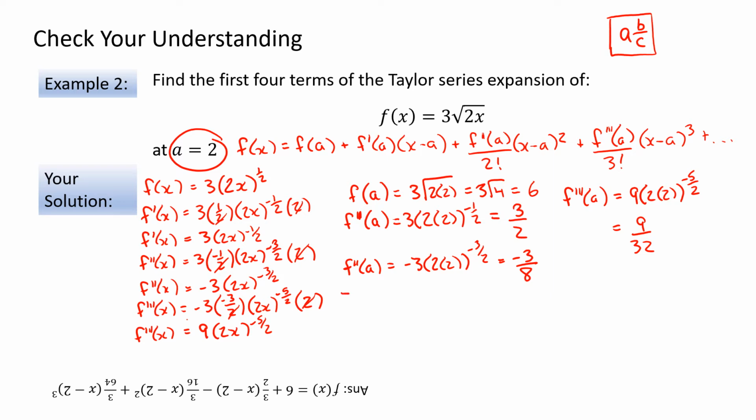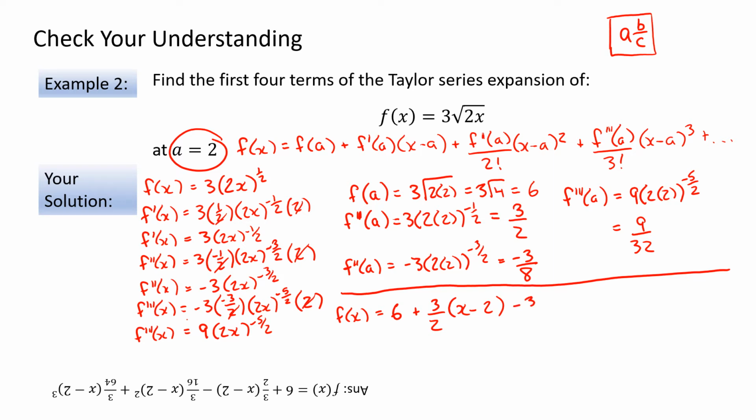So now we can substitute each of these values in. So we have f of x is equal to our first function, f at a, which is 6, plus f prime of a, which is 3 over 2, times x minus a, which is x minus 2, plus our next term, which is negative 3 over 8, divided by 2 factorial, remember, x minus 2 squared, and our last term, which is plus 9 over 32 divided by 3 factorial times x minus 2 cubed. Okay, and obviously that would continue on if we did more terms.